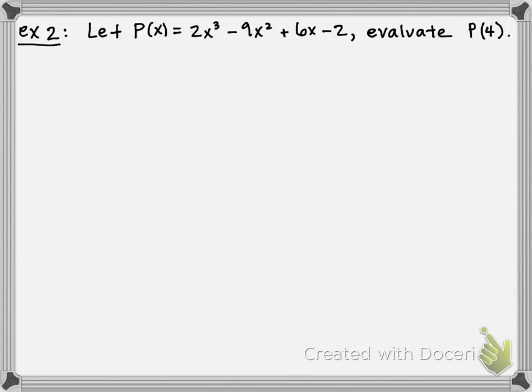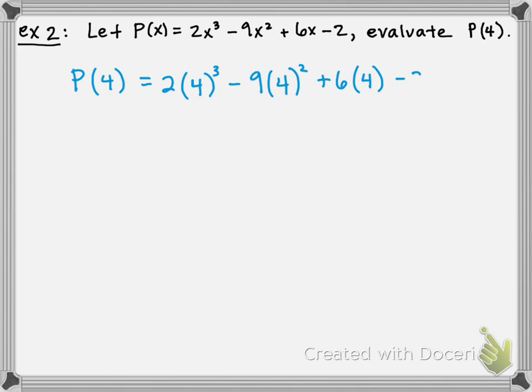Example 2, we're going to let p of x equal 2x cubed minus 9x squared plus 6x minus 2, and we're evaluating p of 4. Now this is the exact same polynomial p of x as the last problem, and we're evaluating at that same 0, 4. But I want to show you something. So when I evaluate, remember we're saying when x is 4, plug it in, right? P of 4 is when x is 4. So we have 2 times 4 cubed minus 9 times 4 squared plus 6 times 4 minus 2.